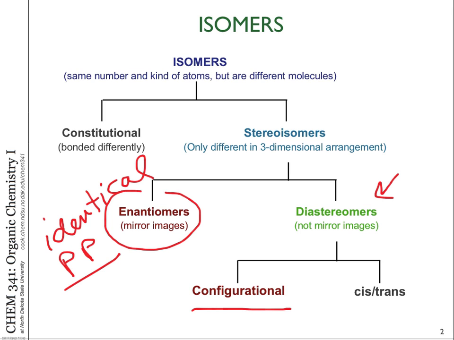Whether those are configurational diastereomers, where we have more than one stereocenter and they're not all mirror images of each other, those would be configurational diastereomers, or cis and trans, we have the ability to separate them based on how they interact with a solid phase in chromatography, or different solubility, or different melting point, or different boiling point.